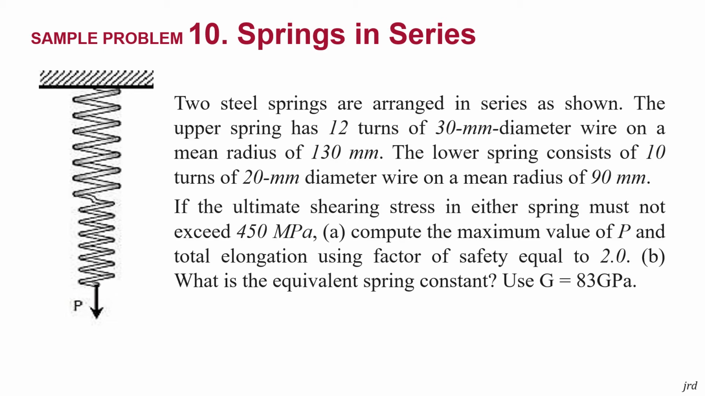If the ultimate shearing stress in either spring must not exceed 450 MPa, compute the maximum value of P and the total elongation using a factor of safety equal to 2.0, and determine the equivalent spring constant, using G to be 83 GPa.